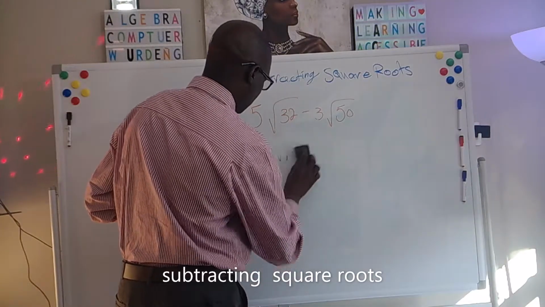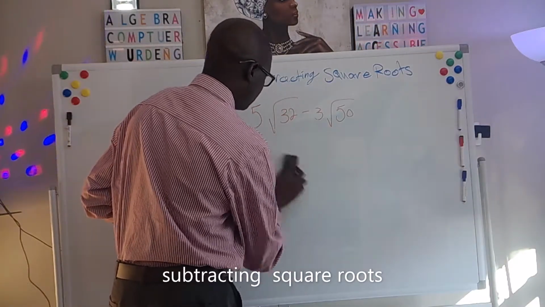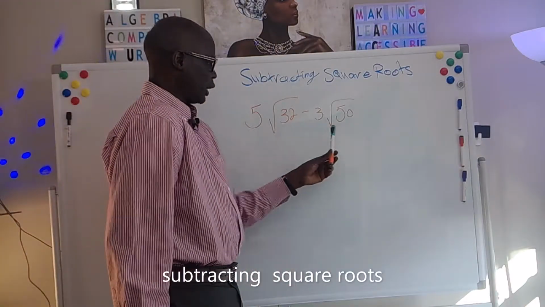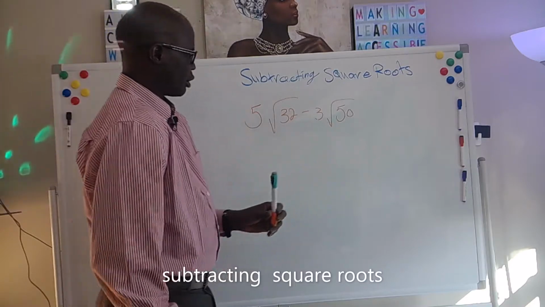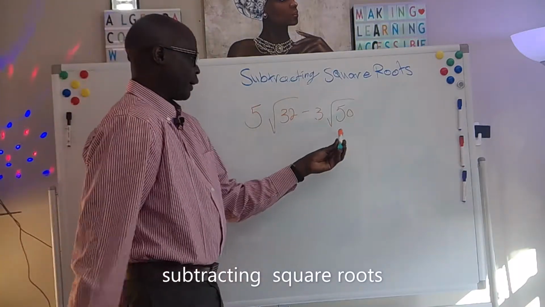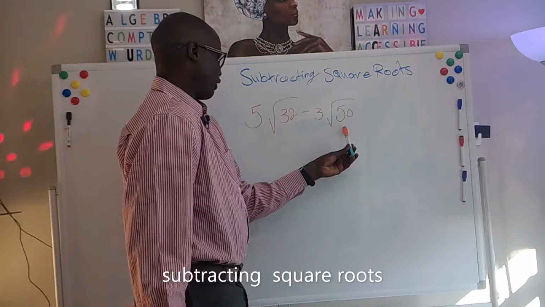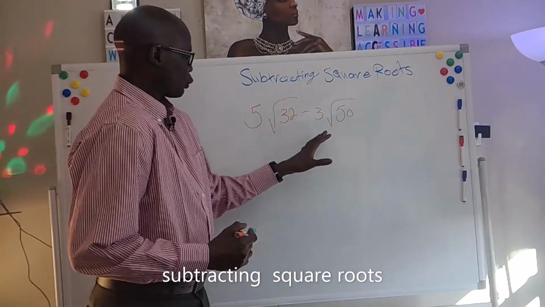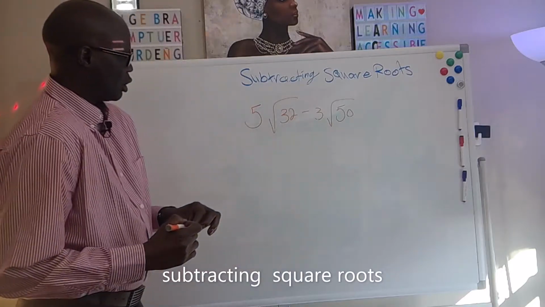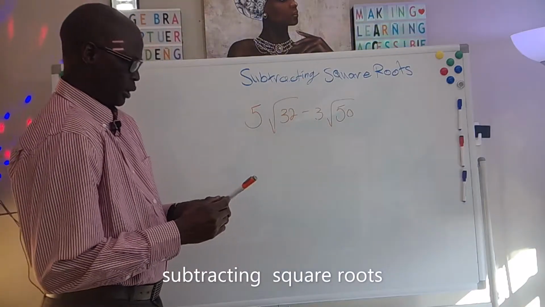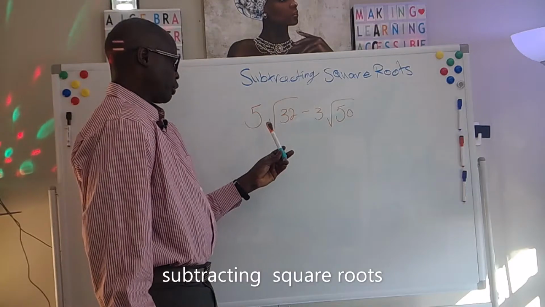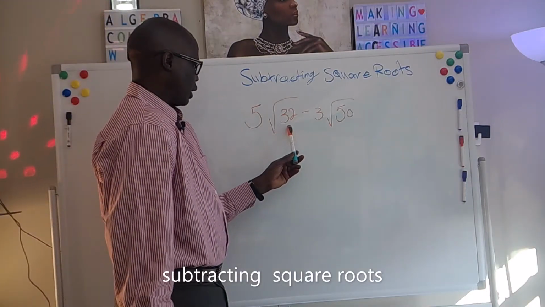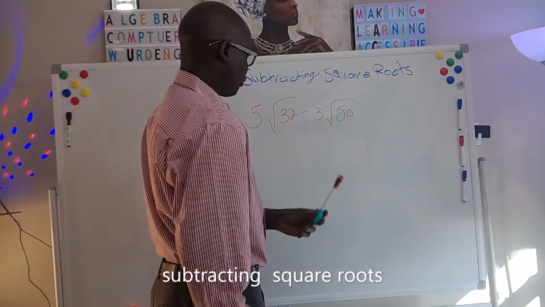That's a regular or normal square root, but as you see here, we have 32 and we have 50. And we don't have the square root of 50 or the square root of 32, and that's what we're trying to solve here. So the first thing we do is to simplify the square root of 32 and the square root of 50.